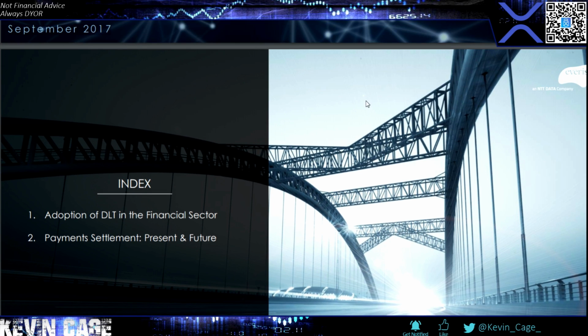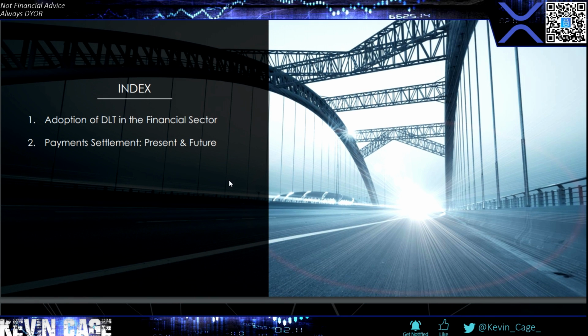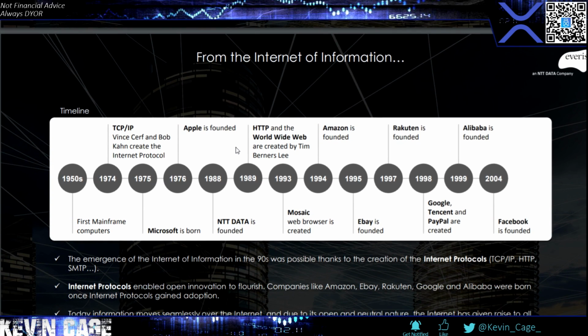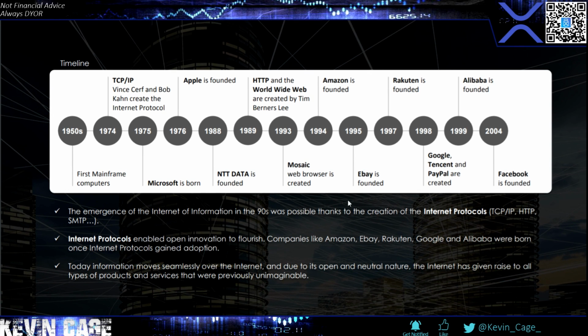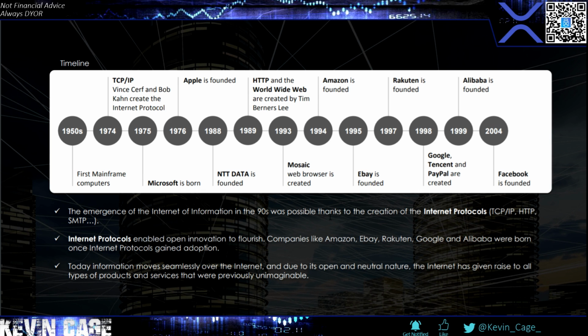But essentially, just to go through it briefly, we're talking about the adoption of distributed ledger tech in the financial sector specifically, and then of course payment settlement in present and future, where we are today and where we are going. So again, just talking about the adoption of DLT, the Internet of Information is where we were from the 1950s to 2004. You guys feel free to click the document or take screenshots of this, just talking about the different protocols at that time. All right, throughout the entire layers, whether the application layer, the network layer, etc.